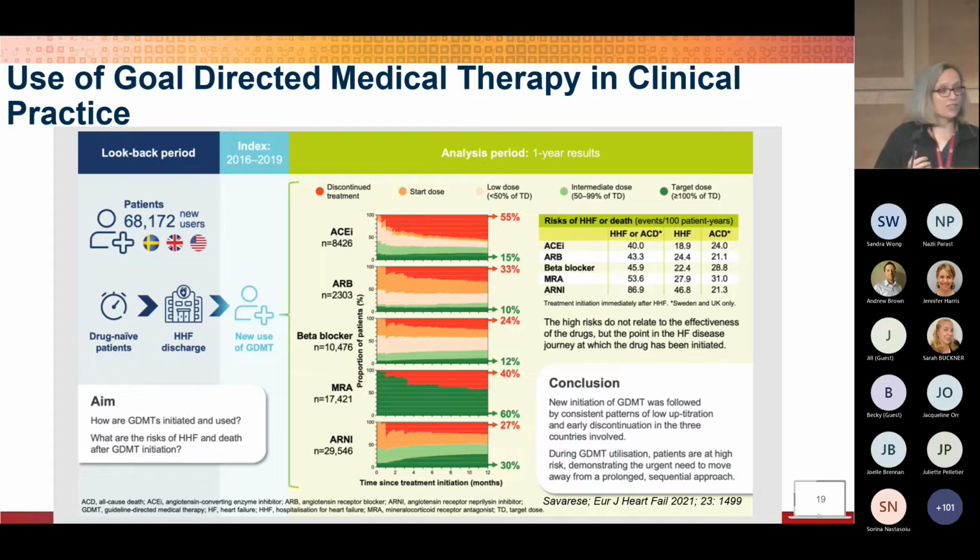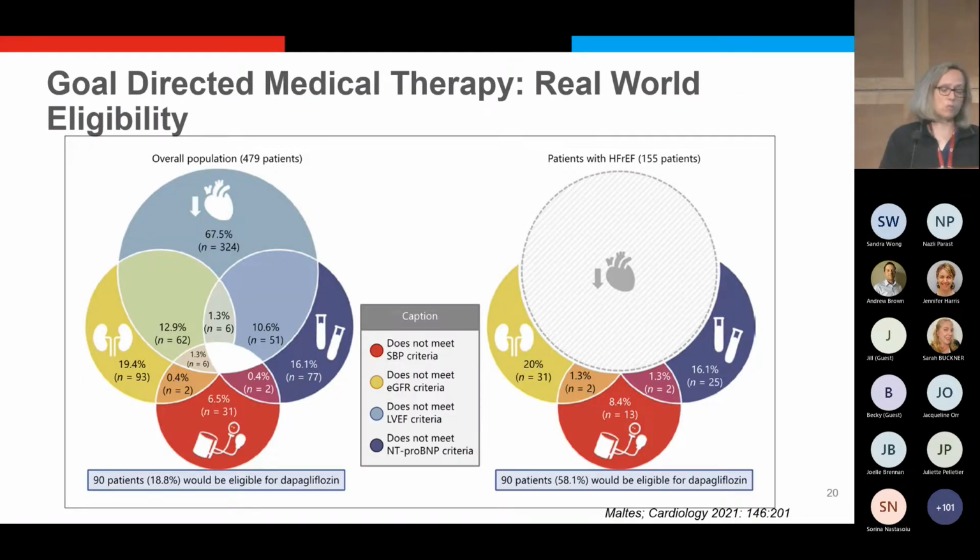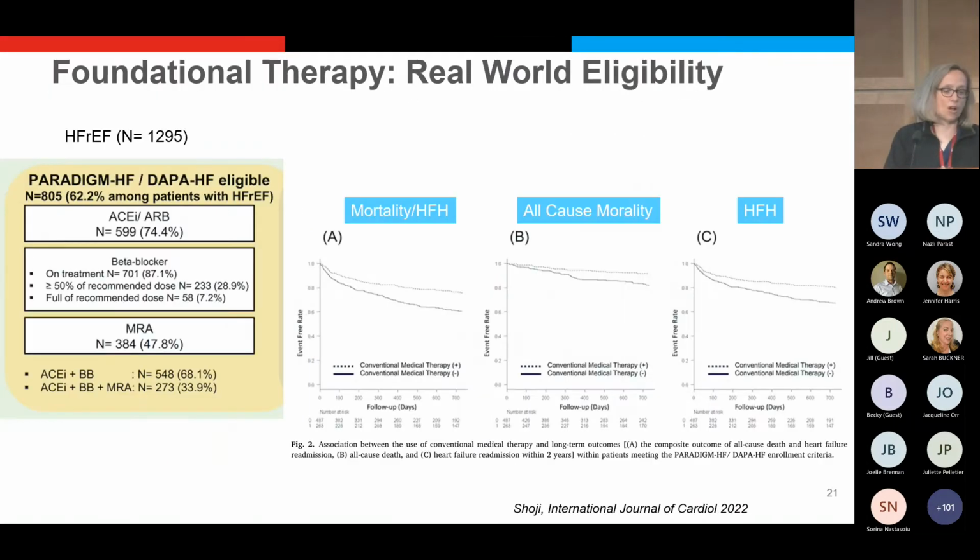So we have challenges, right? We can't get them on the treatment and we can't get them to stay on the treatment. And maybe some of that is provider-based. We're not as good as we think we are or should be. And some of that is patient-based. And in the real world, there's lots of data to suggest that it's hard to get patients on optimal medical therapy because of the things we talked about.